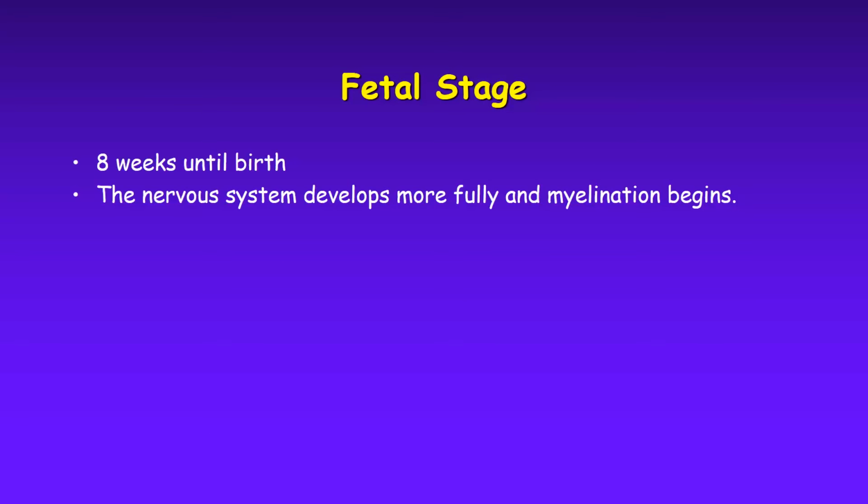Fetal stage, 8 weeks until birth. So lots happening in the first 8 weeks. We're getting a lot of differentiation. The fetal stage is 8 weeks until birth, and that's why it's so critical that women know that they're pregnant and can make the right choices and have the right nutrients while they're going through those very early stages of development. The nervous system develops more fully, and myelination starts to begin during the fetal stage. Your actual myelination doesn't complete until you're 3 or so years old; 3 to 5 years old is when you have full myelination of your nervous system.